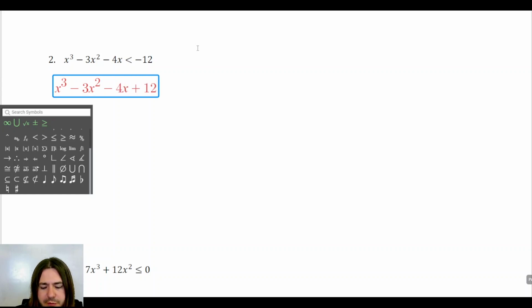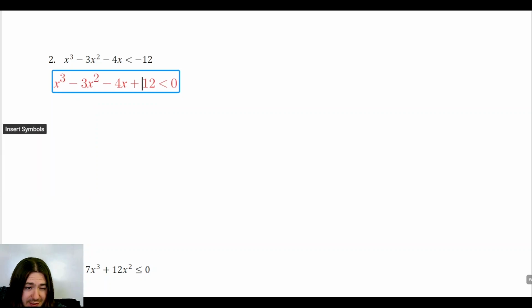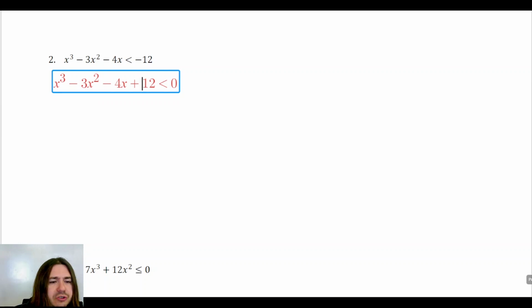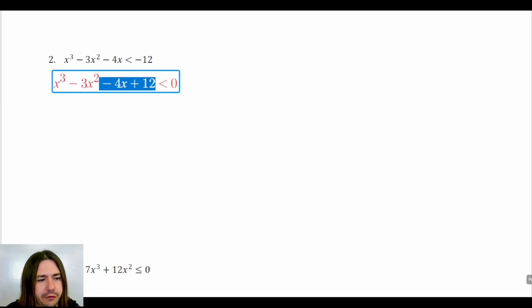So I need to add 12 to both sides. And then I'm going to try to factor this. Now, because there's no GCF, I'm going to be stuck factoring by grouping, which with a cubic works similarly to how you would factor by grouping in a quadratic. It's just that you don't have to actually split up any terms. You're just going to group the first 2 terms and the last 2 terms and go from there.